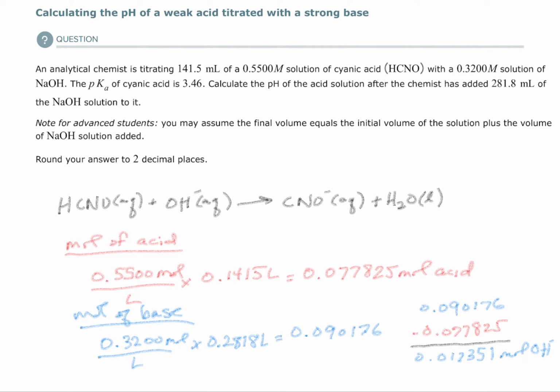0.077 moles of acid and 0.090 moles of base. That means I have leftover base. All my acid's been used up. I have leftover base in the water, and that base is going to have a high pH. So my guess, it's going to be 10, 11, 12, probably 11 or 12, because sodium hydroxide is a very strong base and it's used up all the acid and then left over in the water. So you're going to have a very basic solution left over.